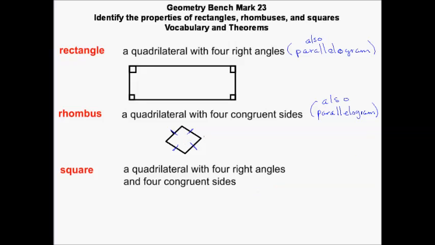And finally, if a rectangle and a rhombus have a baby, that's not a square. You get a square. So a square has both 4 congruent sides and 4 right angles.